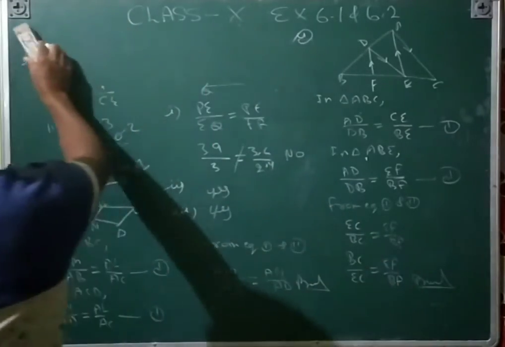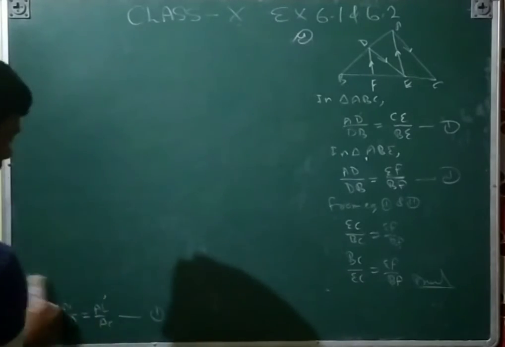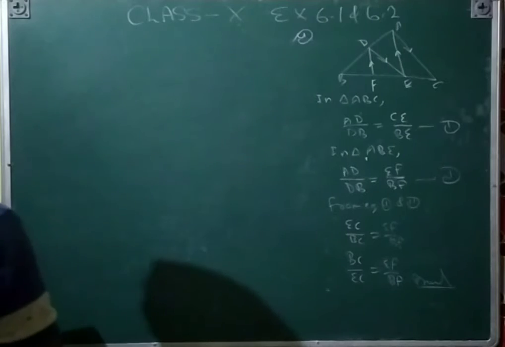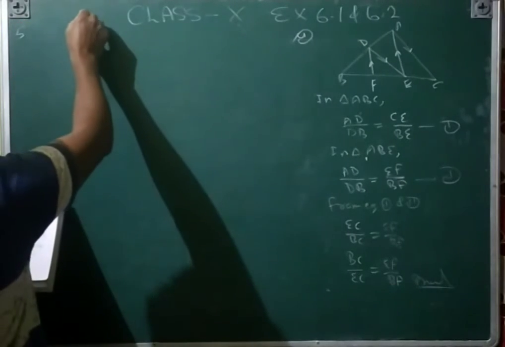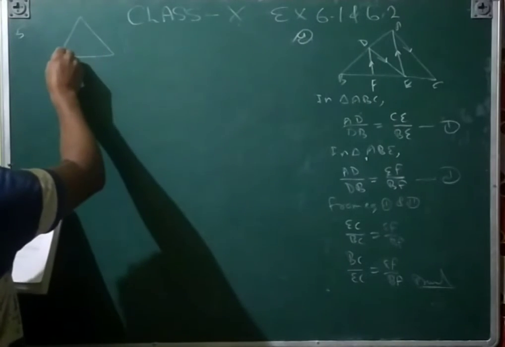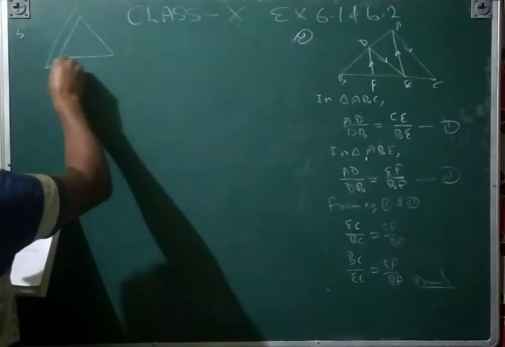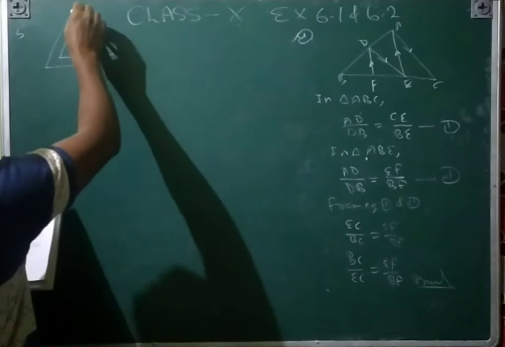Then question number 5. In question number 5, the triangle PQR is also given here. Fifth question.